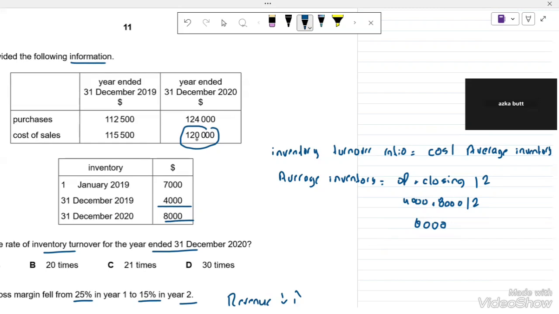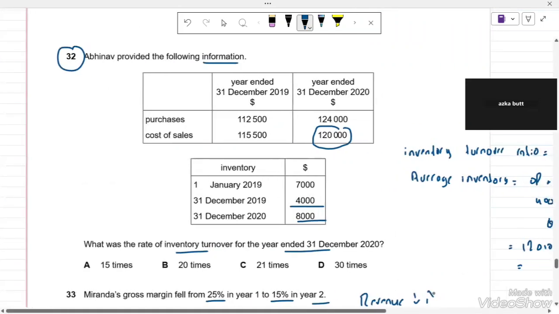So what is the cost of sales? Cost of sales was 120,000, divided by 6,000. So we have the answer, which is 20 times. So it means that B option is the right option.